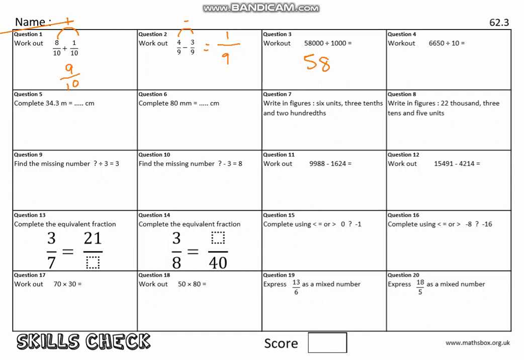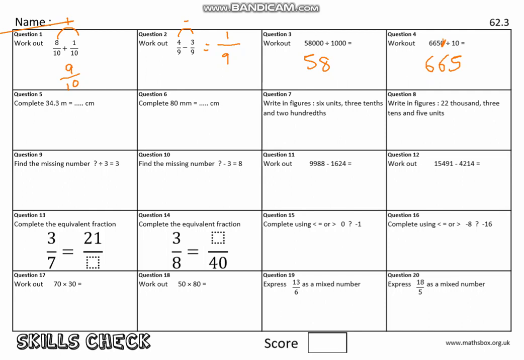Next one, we've got 6,650 divided by 10. So this time we've only got 1 zero, so we're just going to take it back 1 decimal place. That means we take off 1 of those zeros, so we're left with 665.